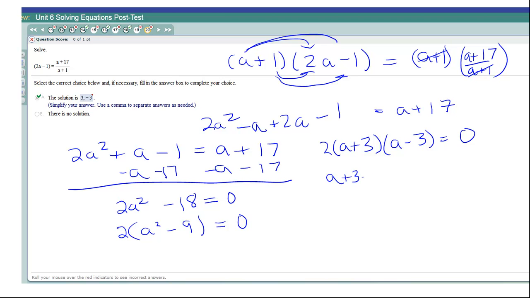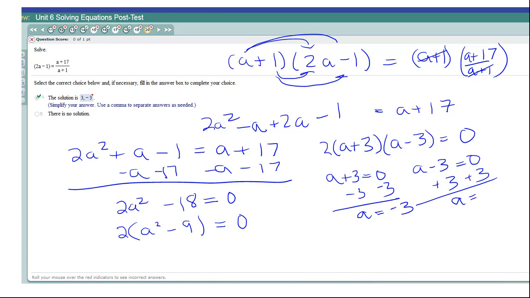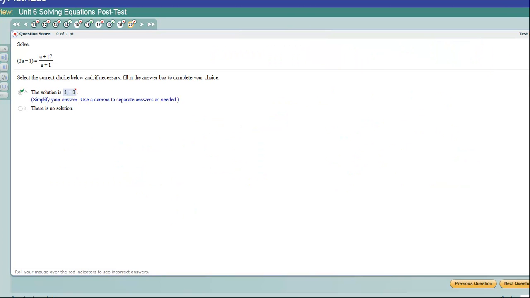A plus 3 set it equal to 0, and then a minus 3 set it equal to 0. And then I get a equals negative 3, and on this one I get a equals positive 3. And that's my answer, 3 and negative 3 for the a. All right, so almost done.